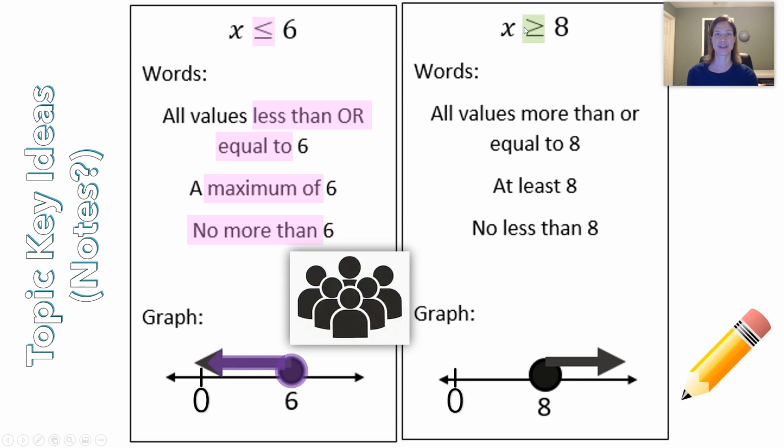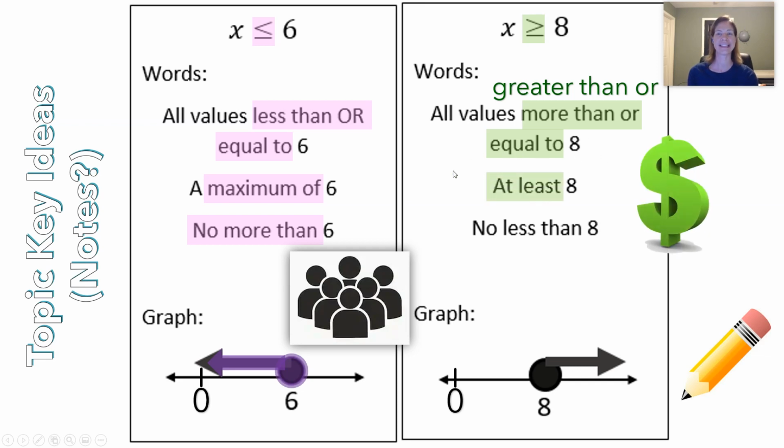Over here we have the greater than or equal to, so it's more than or equal to or greater than or equal to. Another keyword for that is at least. So if you think of money, you need to have at least $8 to pay for the movie ticket. So that means you could have $8 or more. At least 8 is that or greater.